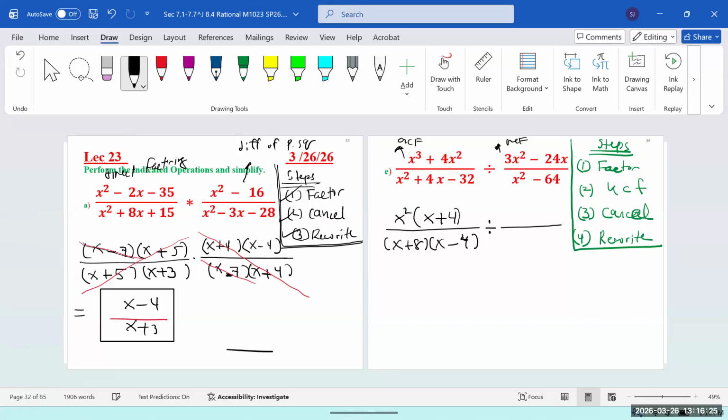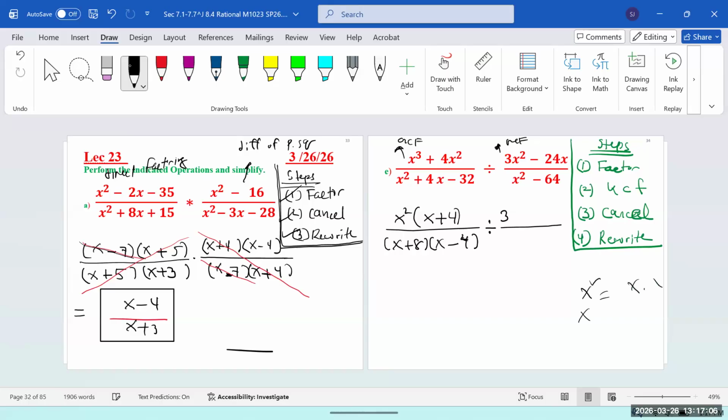GCF. So what is your GCF here? Between 3 and 24, can you take out anything? 3 and 24 are both divisible by which number? Definitely by 3. And between x squared and x, which one is your GCF? No, you have to pull out a variable. You have variables x squared and x. So what's the common factor between x squared and x?